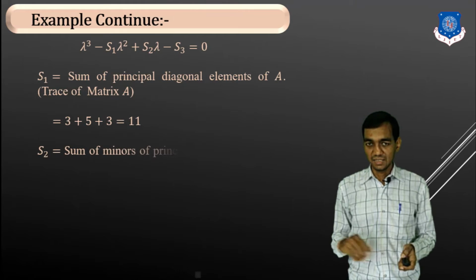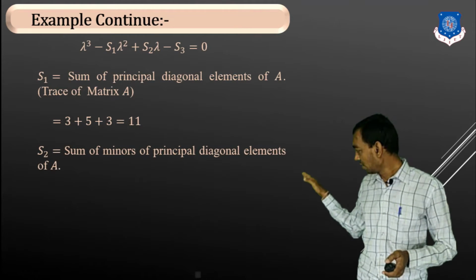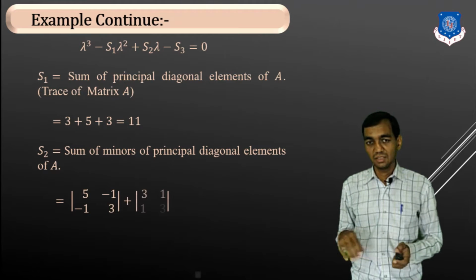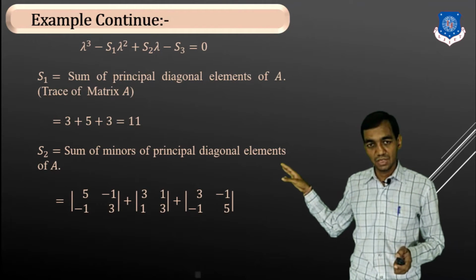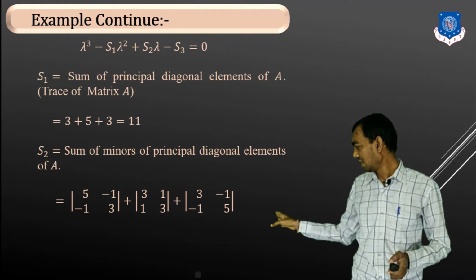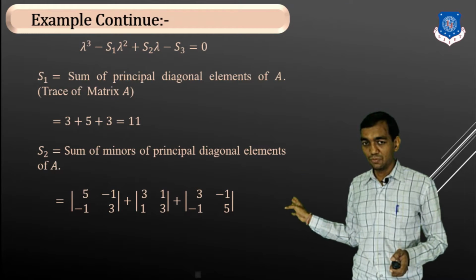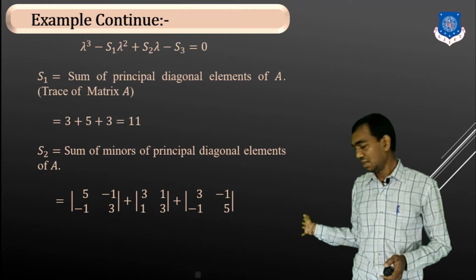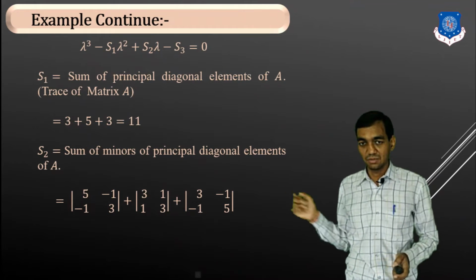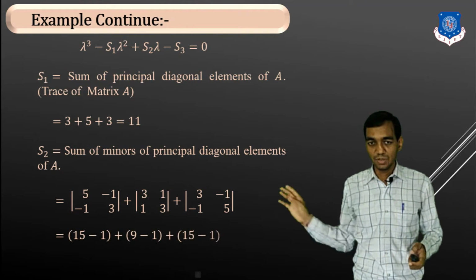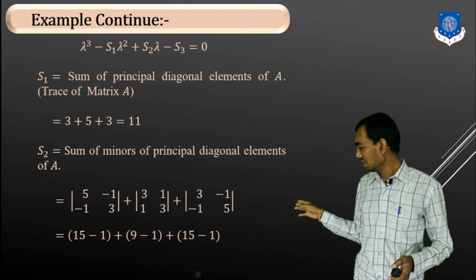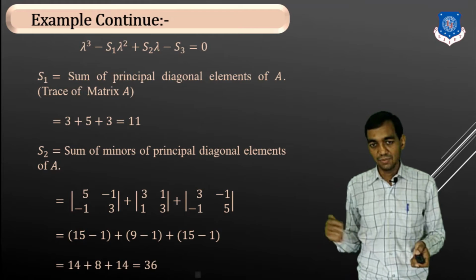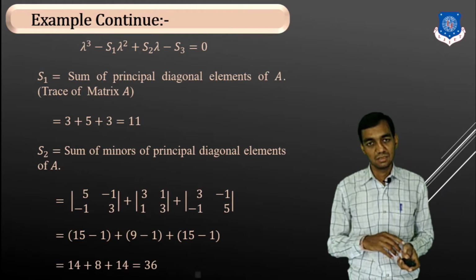In the same manner, S2 is nothing but the sum of minors of the principal diagonal. That means if you start with the minor of 3, that will be the determinant of 5, minus 1, minus 1, 3. Then the minor of 5, that will be 3, 1, 1, 3. And the minor of the other 3, that will be 3, minus 1, minus 1, 5. If you simplify this, you will have 15 minus 1 plus 9 minus 1 plus 15 minus 1. And the final answer you get is 36.